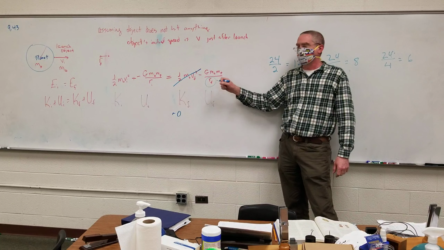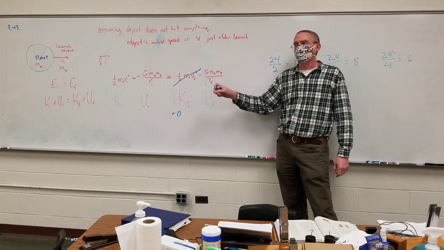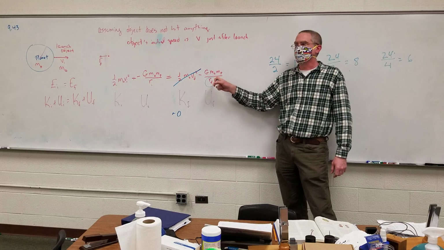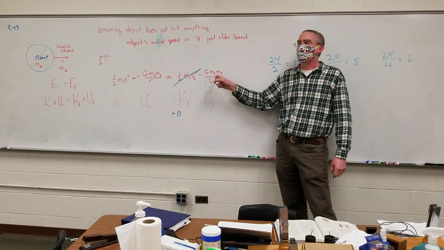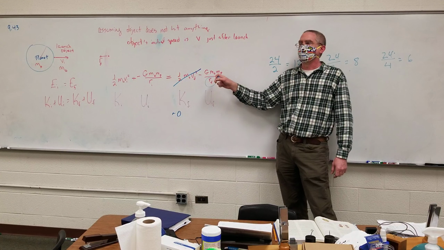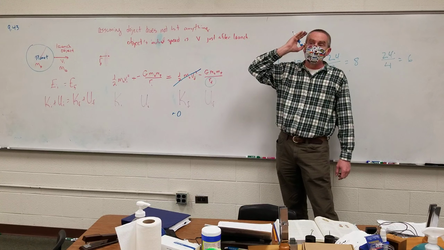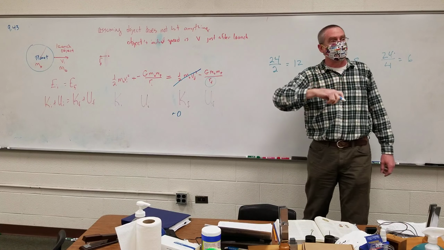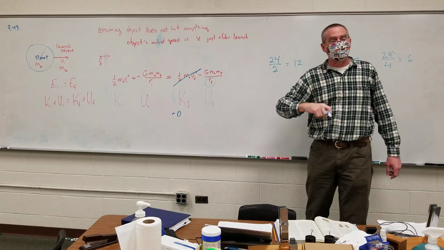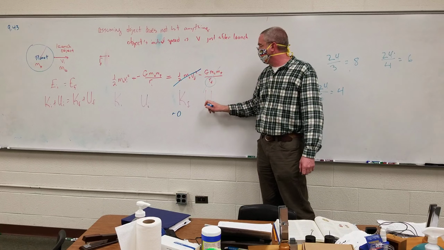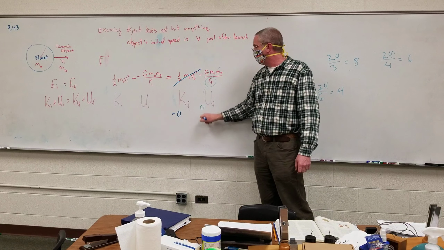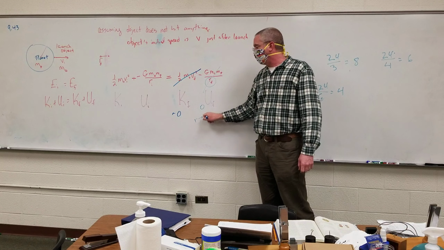Is the R the radius? What is that? What is the R of the denominator? Distance. From? The two centers. Hunter? The two centers. Yes, distance between the two centers. So it's the distance between the center of the object and the center of the planet. So this is going to go to zero because R is getting huge.